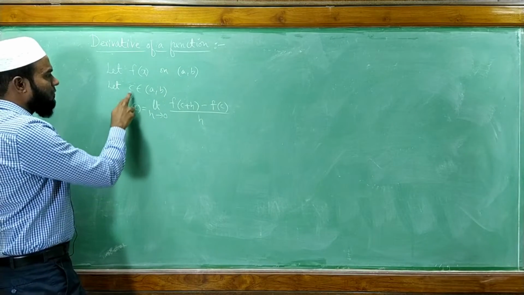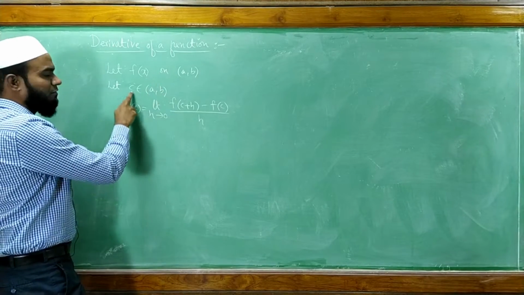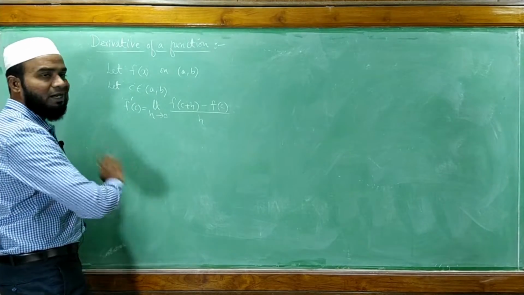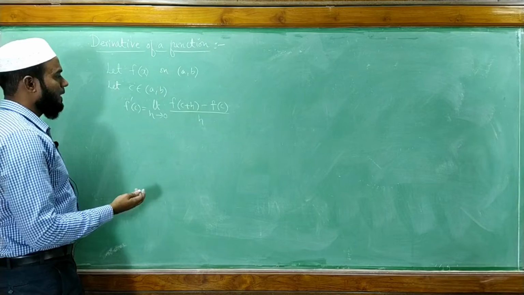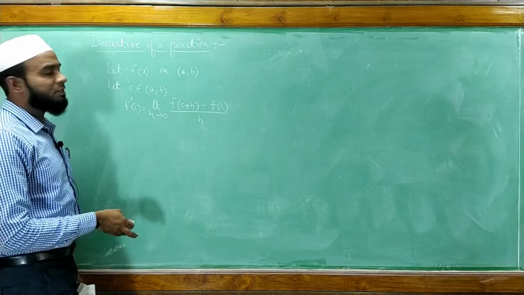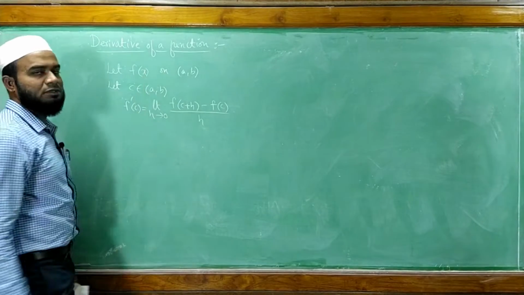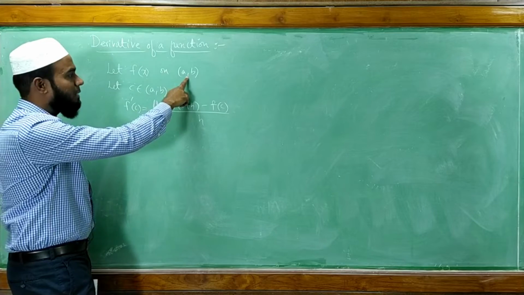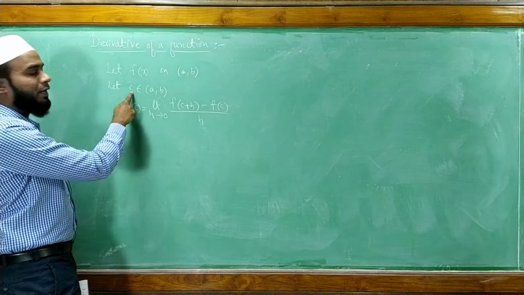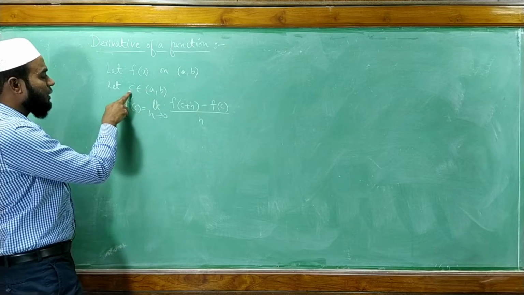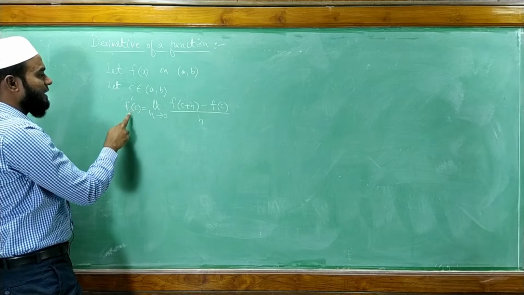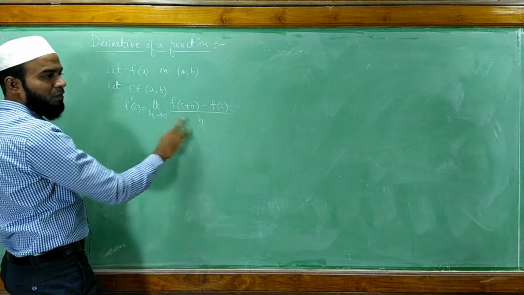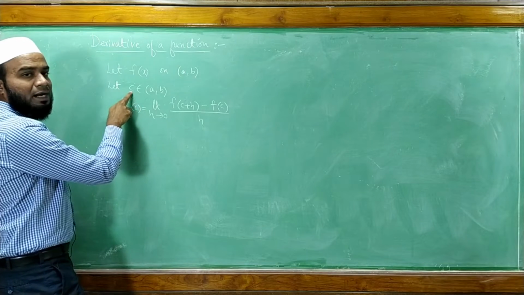Now if I find the derivative of this function f of x at all the points, then I'll get this kind of limit at all the points. That will give me a new function, which is called the derivative of a function. How do we define it? Suppose f of x is defined on the open interval a comma b, and let c be any point in the open interval a comma b. Then the derivative of function f at the point c is given by f dash of c equals limit h goes to 0, f of c plus h minus f of c by h. This is the definition of derivative at any point c.